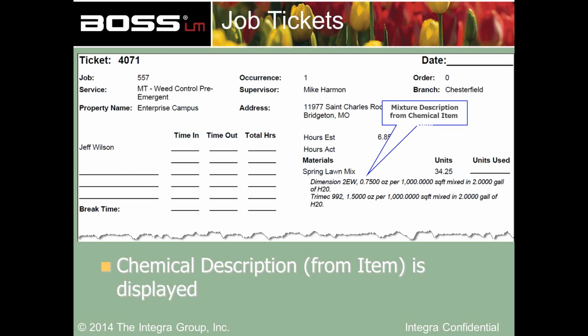So if you don't already have this mixed up in some containers, or some way for the guys to get it themselves, this tells them how to mix it. That 34.25 gallons, that description is displayed on the job ticket.